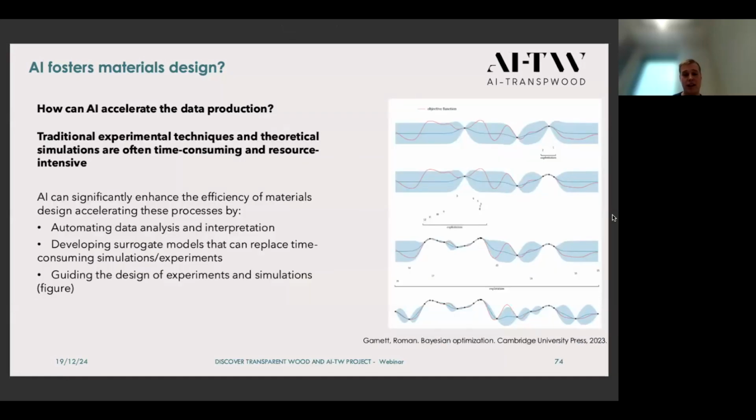And then, of course, AI can also accelerate the data production. So it's not necessarily just for the inverse modeling, although that's also a powerful tool. It can also help you in parts of the materials design by accelerating the processes, such as automating some of the data analysis and interpretation of the data, but also with the development of surrogate models, which can replace some of the time-consuming simulations and experiments. And finally, to guide the experiments and simulations, telling you explicitly that this point is the one that you should test next in order to maximize the information content from the simulation or the experiment.